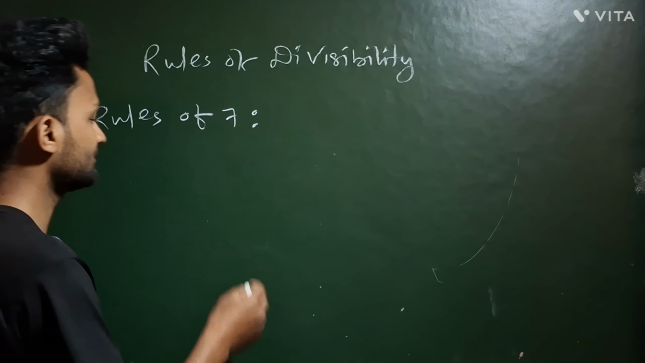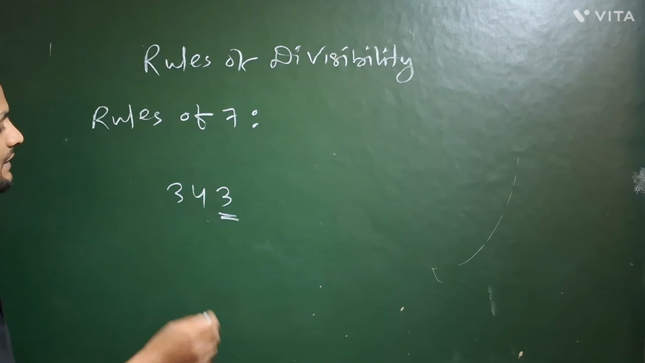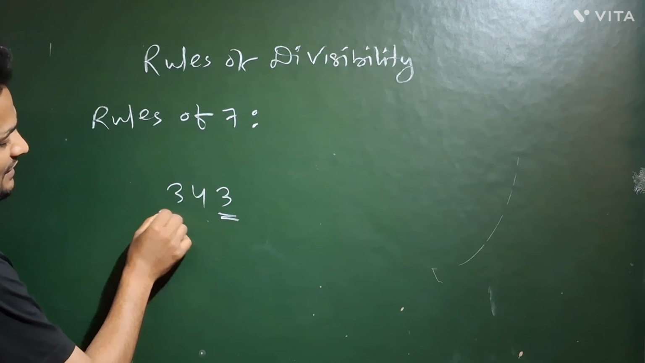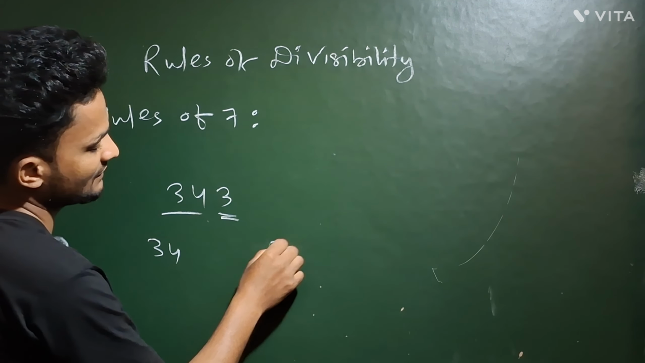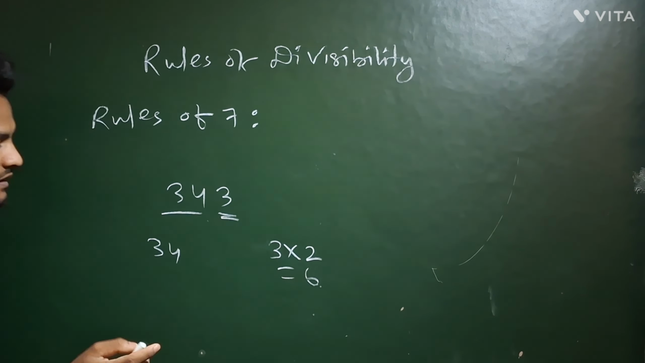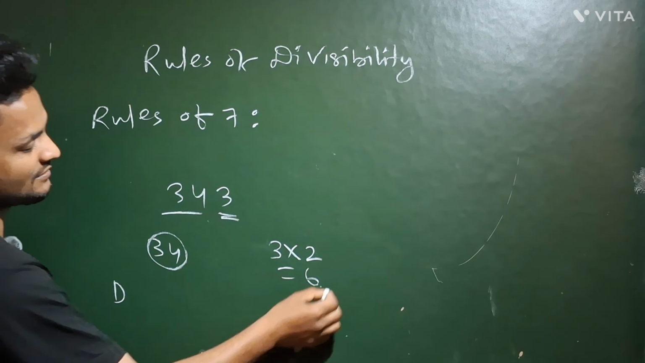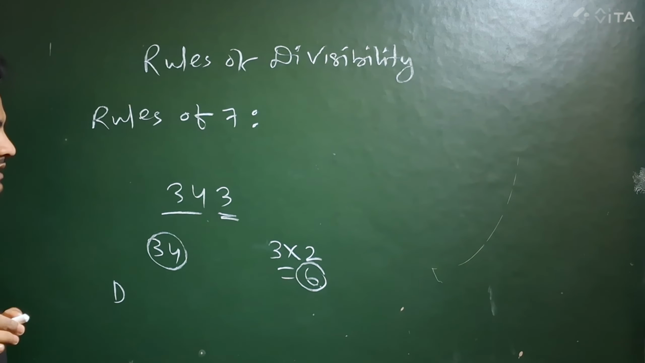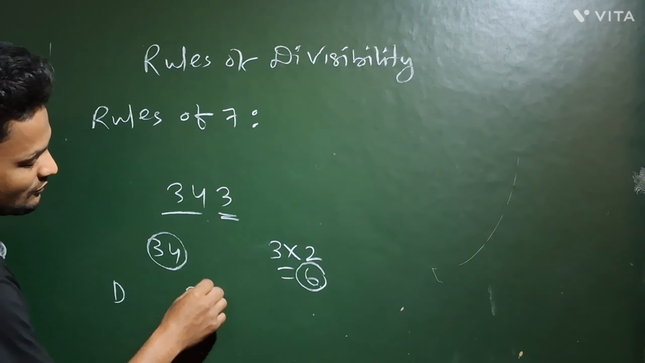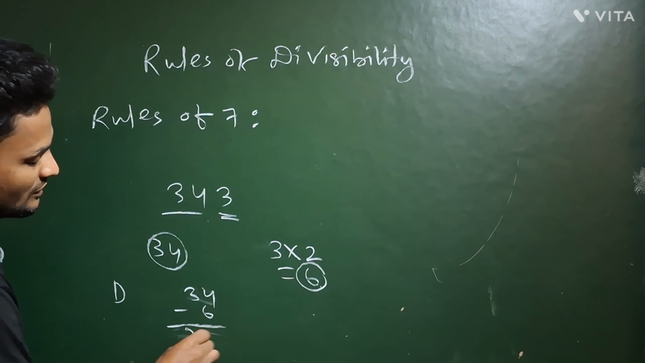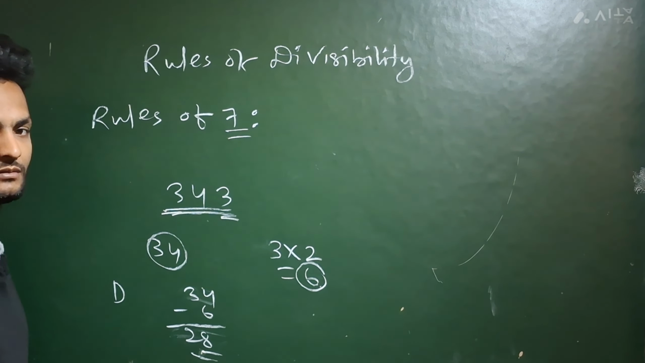For example, 343. In this number the last digit is 3, and excluding the last digit, the number is 34, and twice the last digit is 6. Now the difference of these two numbers must be divisible by 7. Okay, and here is the difference: 34 minus 6, that is 28. Since 28 is divisible by 7, that is why this number is divisible by 7.